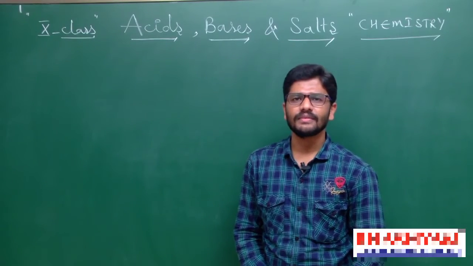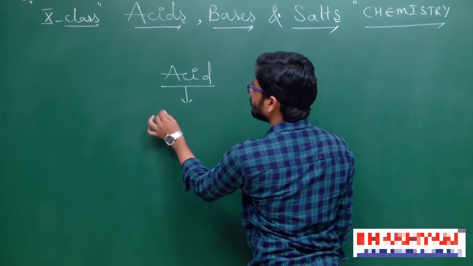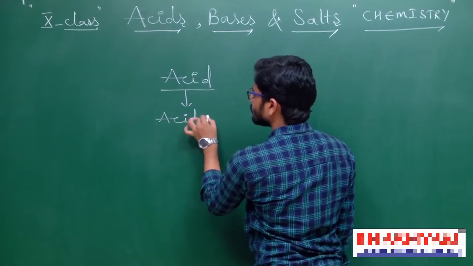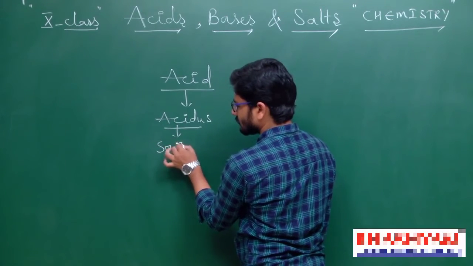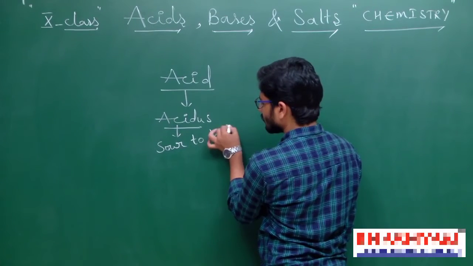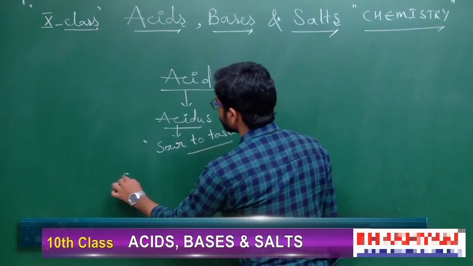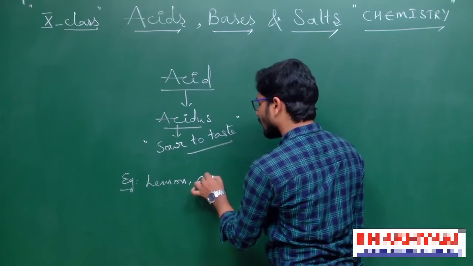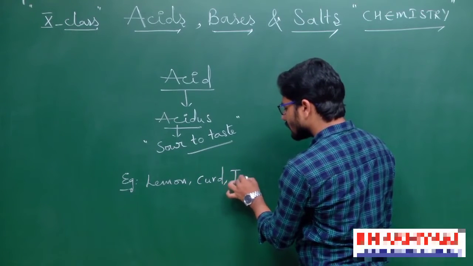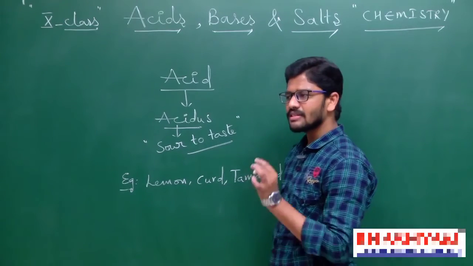Now look at the board. Generally, acid is a term derived from acidos. According to the Greek language, acidos means sour to taste. So acid is a substance having a sour taste. Examples we consider: lemon, curd, tamarind, etc. These are all considered acids.